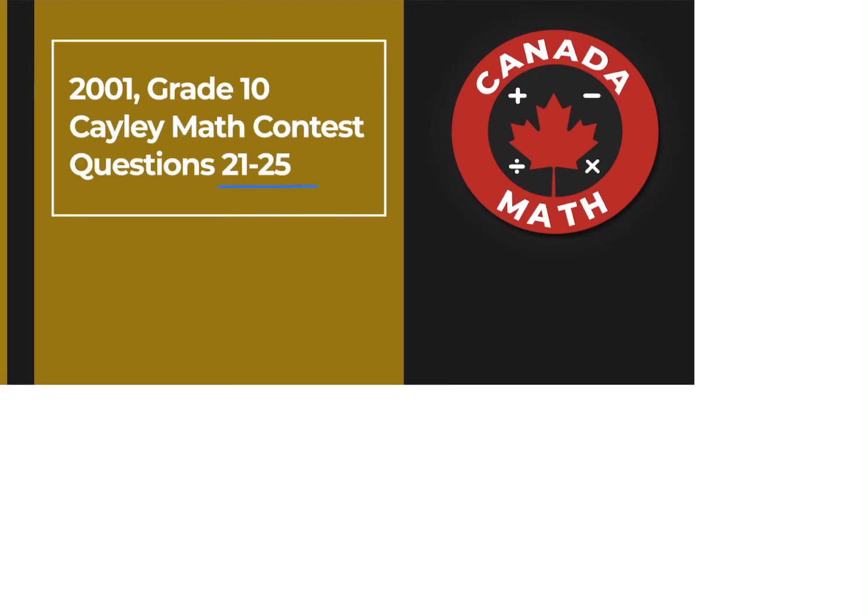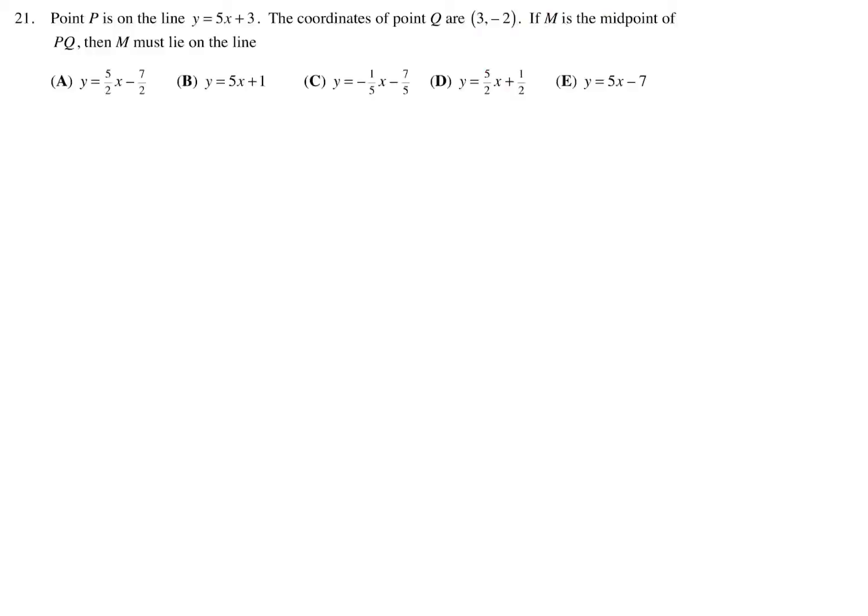Questions 21 through 25 of the 2001 grade 10 Cayley math contest. The point P is on the line y is equal to 5x plus 3. The coordinates of the point Q are 3, -2. If M is the midpoint of PQ, then M must lie on the line.